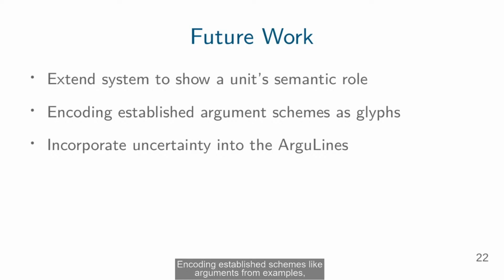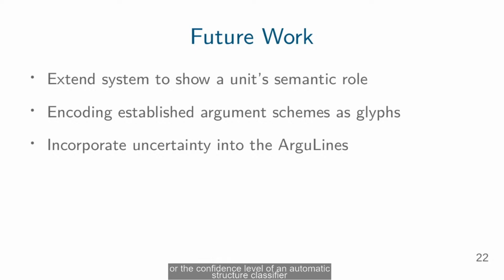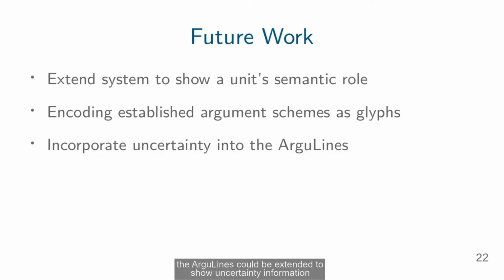Encoding established schemes, like arguments from examples, expert opinion, or evidence, as glyphs, to summarize large argument structures, or to examine them from a different perspective is also an exciting challenge. For a quicker assessment of the diverging opinions of annotators during the annotation, or the confidence level of an automatic structure classifier, the argulines could be extended to show uncertainty information, for example by distorting, blurring, or morphing the glyphs. We believe that these enhancements further increase the versatility of our system for visual argumentation analysis in essay corpora.